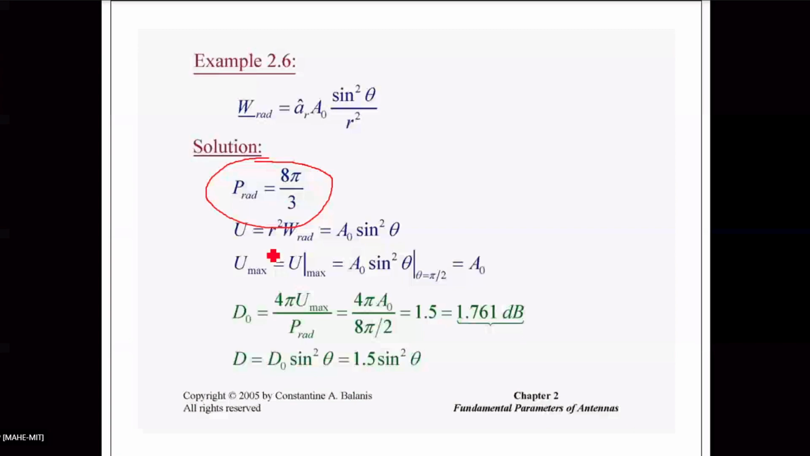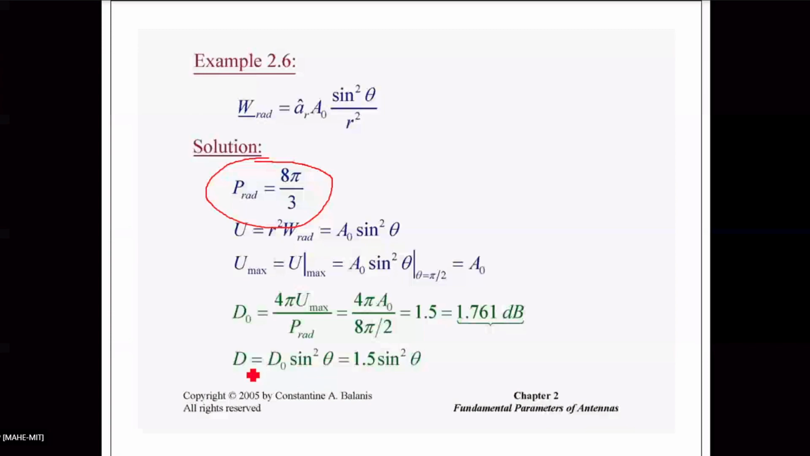Then how do you find U? U is equal to R square into W rate, which is A naught sin squared theta. Then you find U max, which is in the direction of maximum radiation. When do you get this maximum? When theta is equal to pi by 2. So U max is A naught. So D naught is equal to 4 pi U max by P rate, which gives 1.5. If you convert into dB, 10 log 1.5 is 1.761.